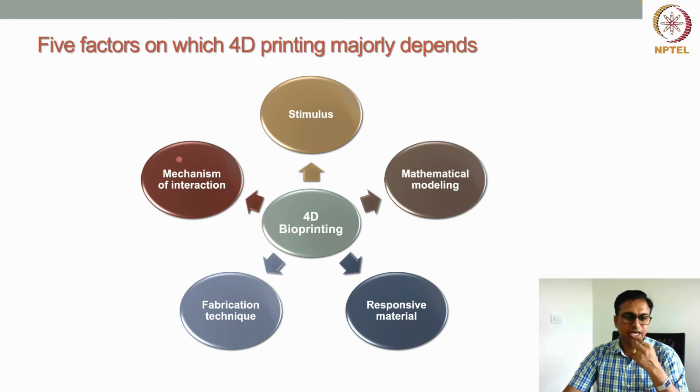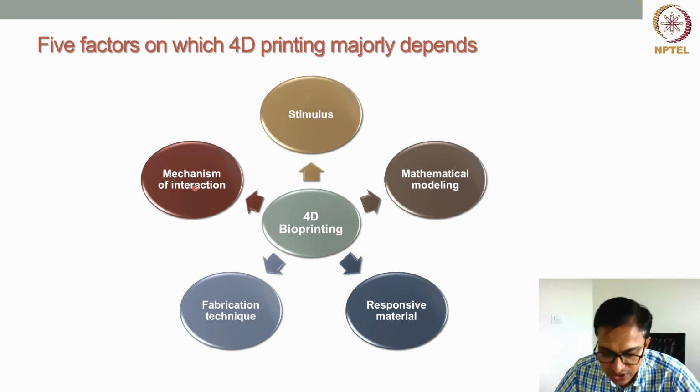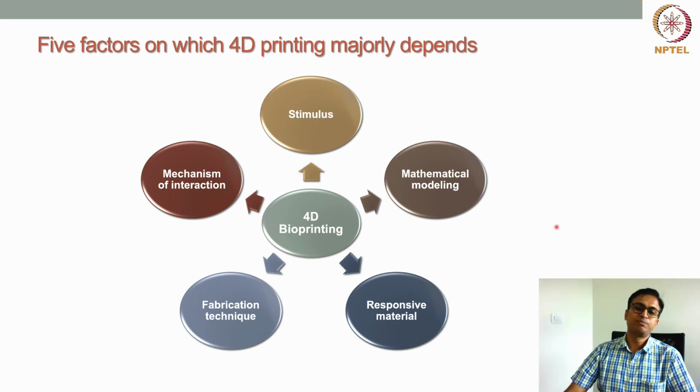The next is the mechanism of interaction. We need to understand what types of interaction can happen, for example with the stimulus, or in the case of self-assembly or self-accommodating processes, what type of mechanism is possible. So 4D bioprinting can depend on the different types of interaction, and that also needs to be understood quite well. These are the five factors on which 4D printing mainly depends.